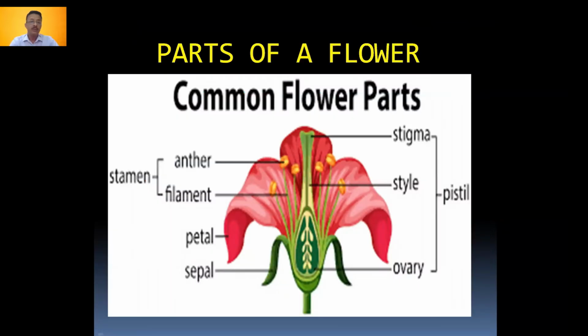In the lower classes, you may have studied about the various parts of a flower. In a flower, there are 4 main parts. Starting from the outside, there are sepals, petals, androecium, and gynoecium. We may also call them calyx, corolla, androecium, gynoecium. Or we can call them sepal, petal, stamens, and carpel or pistil.